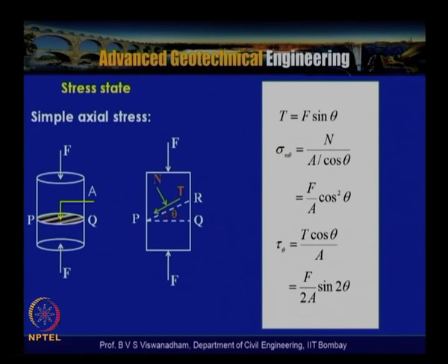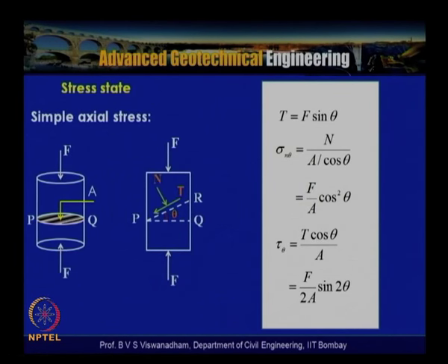Now consider a simple axial stress which has been applied with the compressive force F acting on plane PQ. In another figure on the right hand side, there is a plane PR which is inclined at an angle theta. On plane PQ the stress is sigma equal to F by A. But on plane PR, we get T equal to F sin theta. That means you resolve the F components into horizontal and vertical components, then we get T equal to F sin theta, and then the normal force N.